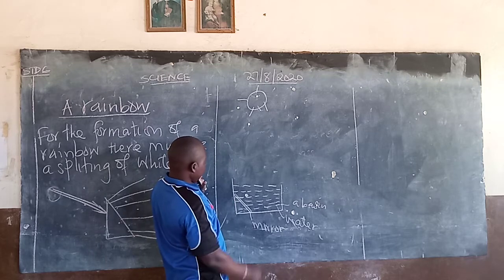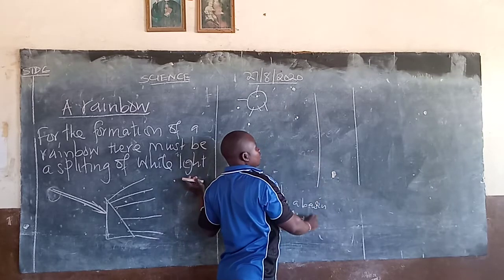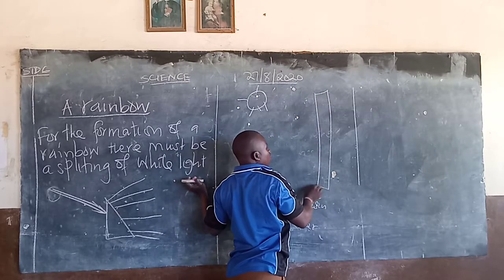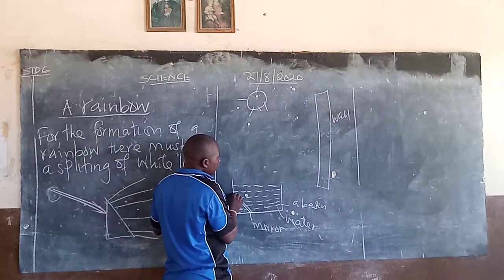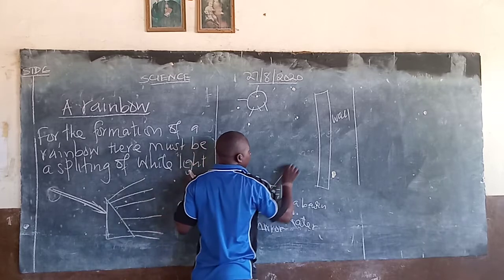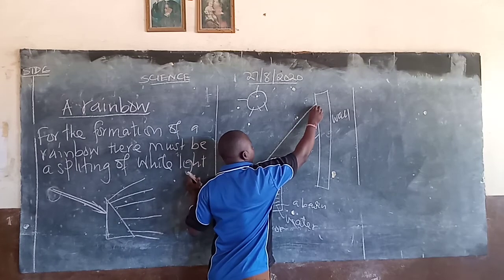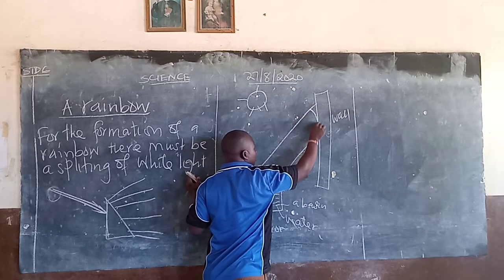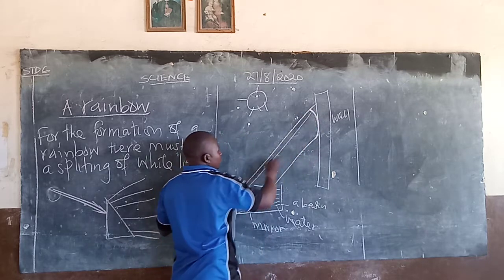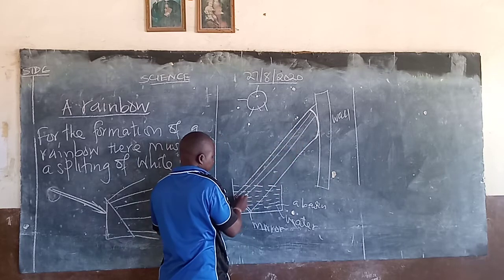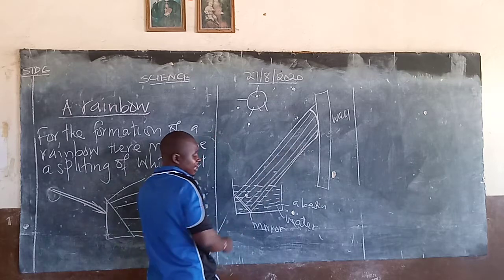Then if we have a wall here, for example, this is now a wall, there will be reflection in the wall. And in the reflection, what will be formed here is the rainbow. The rainbow will be formed with the 7 colors.